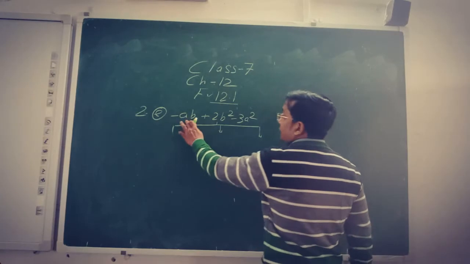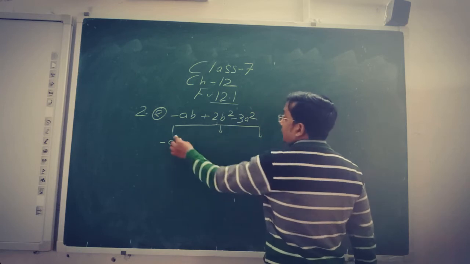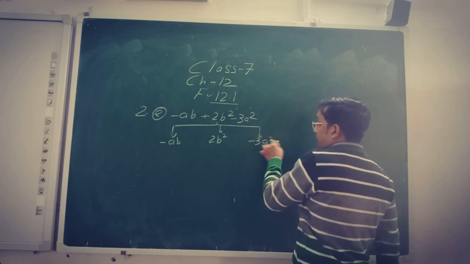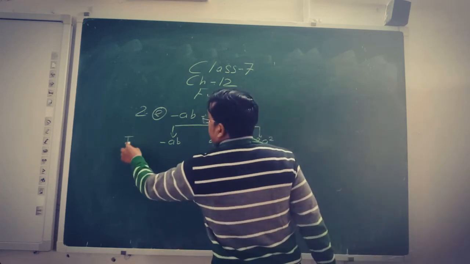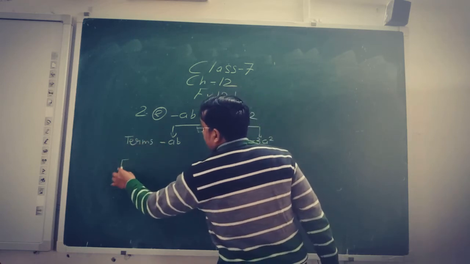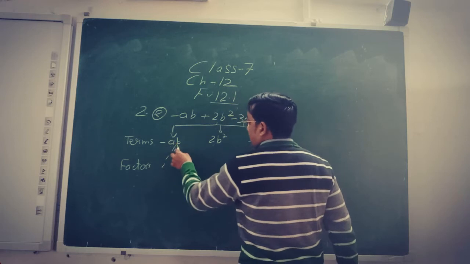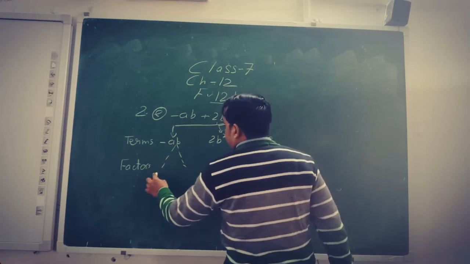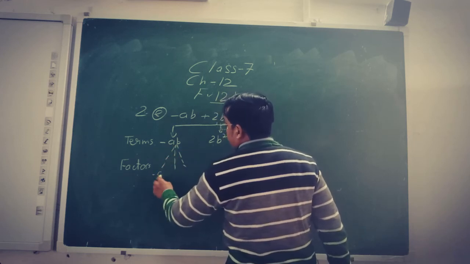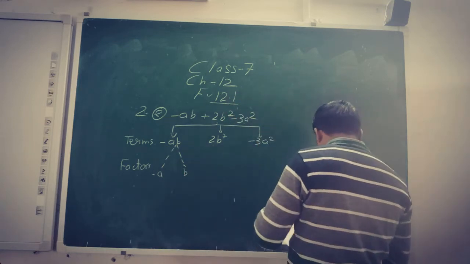This is the first video on this chapter, which I have shared in your group. There are three terms. One is this, second is this, third is this. Minus AB, 2b square minus 3a square. Now it's time for writing factors. These are terms. Now for factors, you can write it like minus a and b. These are the factors.